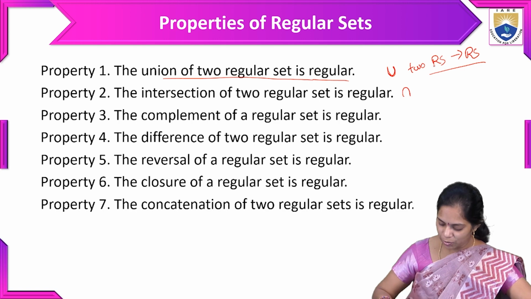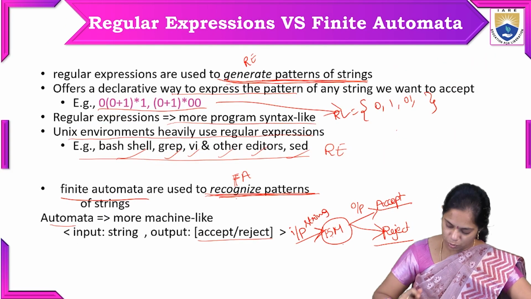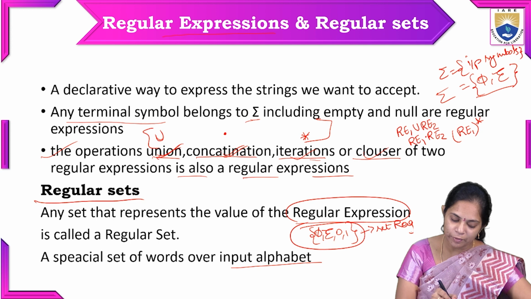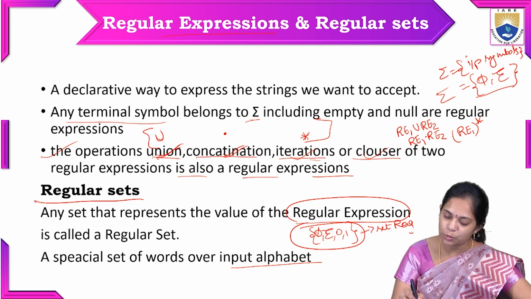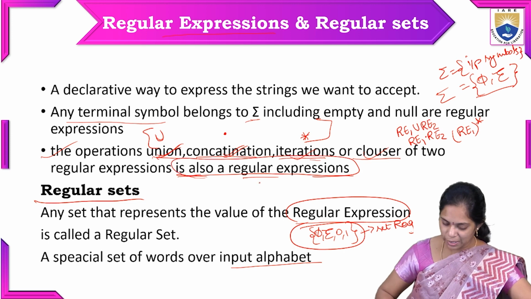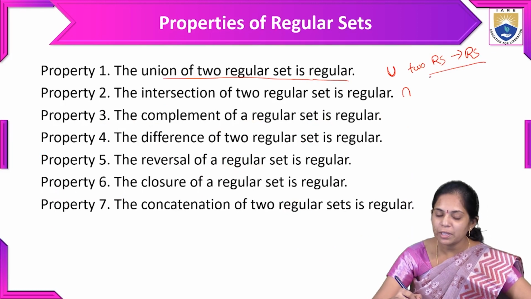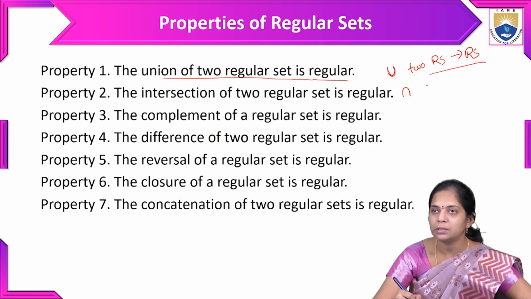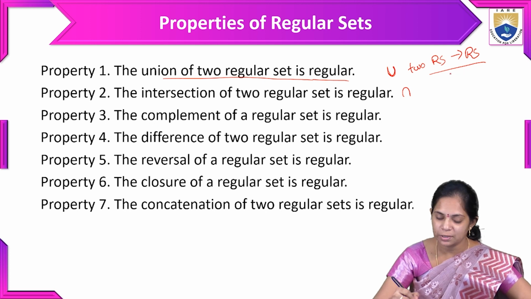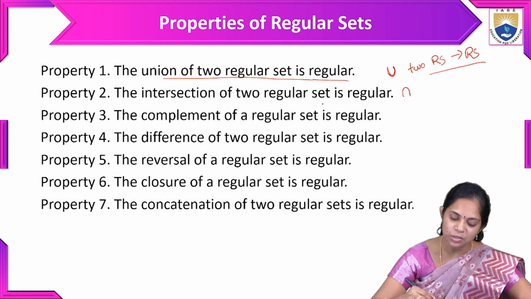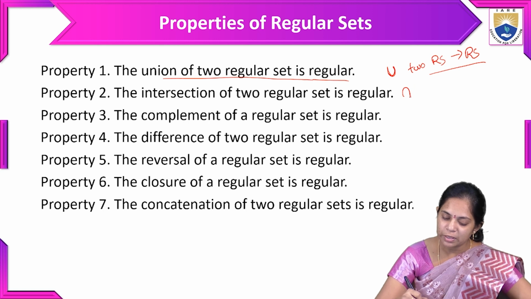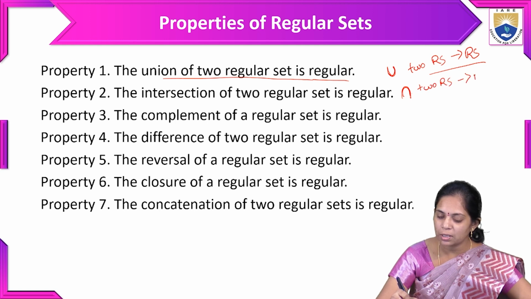This point we already discussed. Whatever operations are performed on two regular expressions, the result is also a regular expression. So here also it is the same thing. By performing the union operation on two regular sets, we get one more regular set. And here also, the intersection of two regular sets, intersection is denoted by this symbol, gives a regular set.